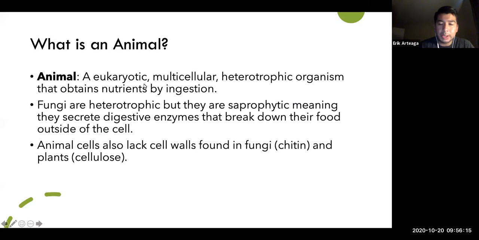All right. So what is an animal? An animal is a eukaryotic, multicellular, heterotrophic organism that obtains nutrients by ingestion. Okay. So heterotrophic meaning breaking down of organic materials in order to gain your energy, in order to gain your ATP for work or building blocks for the cell.